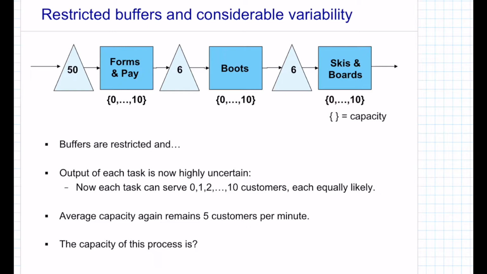Now when the process variability is even bigger, like in this case where each process can process 0 to 10 customers per minute, this is going to create a lot of problems in the flow of customers. Like if forms and pay processes close to 10 customers per minute and there's only room for 6 customers in the buffer, and the next process, let's say hypothetically, is slower and in the lower range, it is going to bring down the capacity drastically.